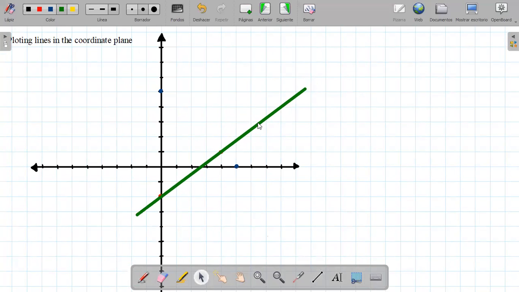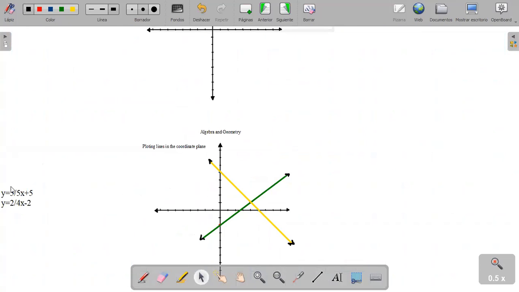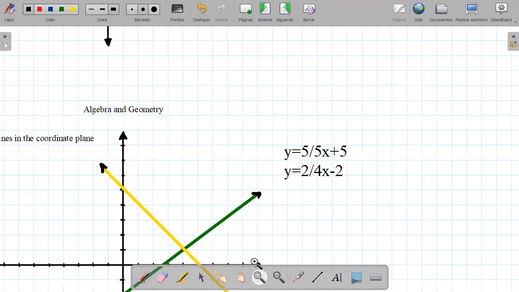¿Qué puedo hacer yo con los otros dos puntos que están marcados ahí en azul? Puedo generar otra recta, ¿verdad? Ahora, miren lo interesante. Estas dos rectas, tanto la recta en verde como la recta en amarillo, me están generando algo. No parece, pero ellas me están generando un sistema de ecuaciones lineales. Sería este el sistema de ecuaciones lineales.